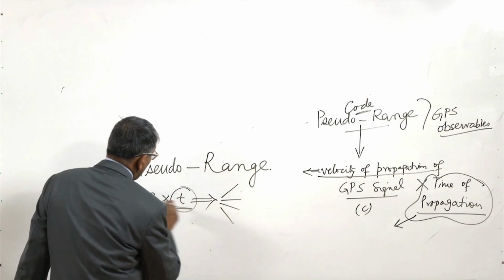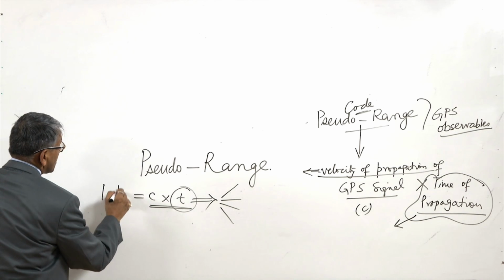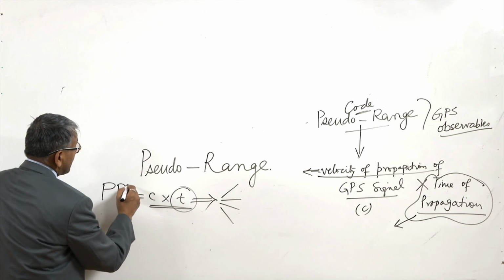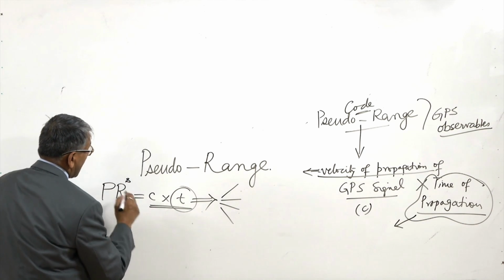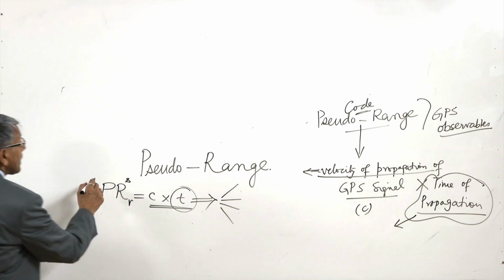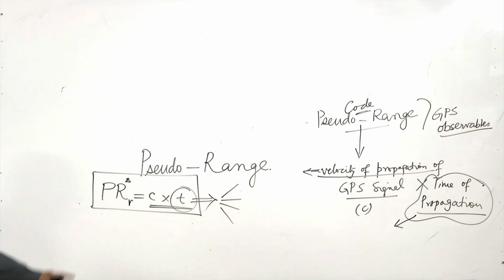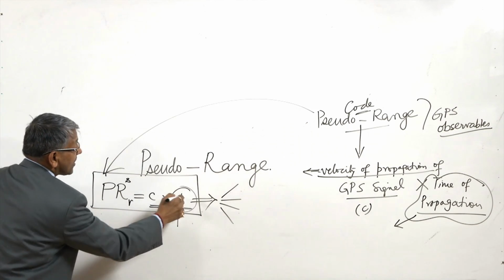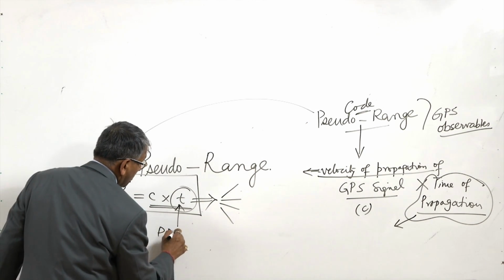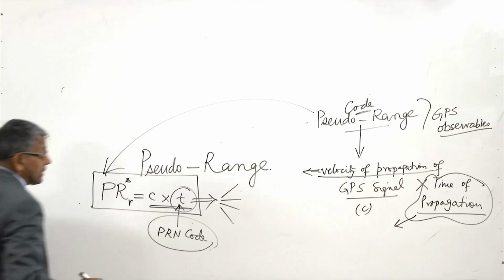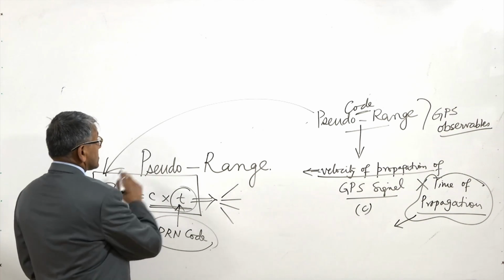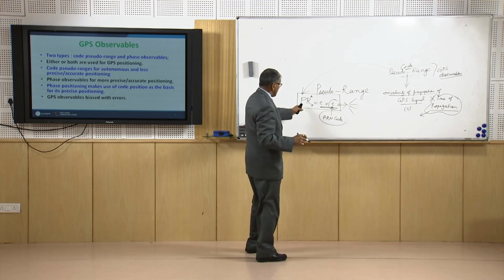So the range we want to calculate is actually the pseudo range, PR between the satellite S and receiver R. This is what we get in the GPS observation, and that is called code pseudo range, because the time is measured from the PRN code, the pseudo random code. And this is one of the observables.